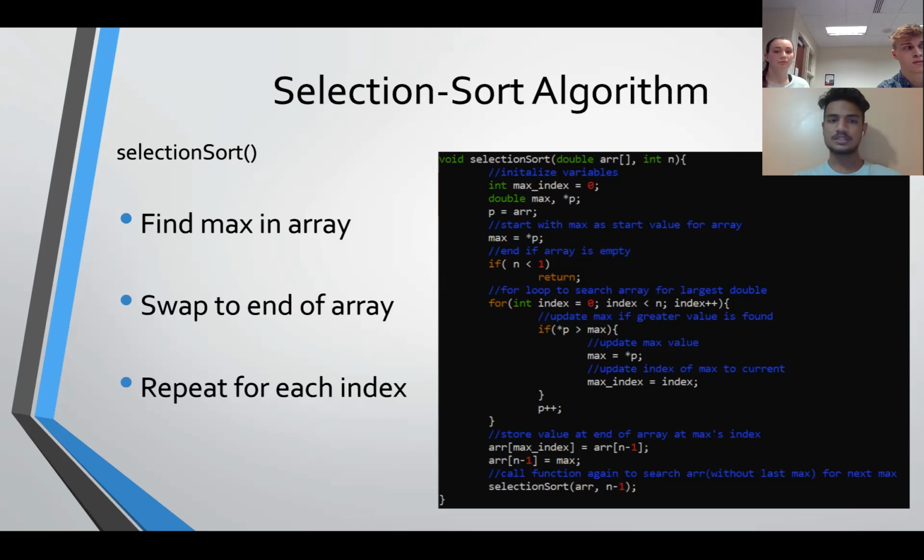After that, we implement the selection sort algorithm, where we find the maximum in the array and swap it to the end of the array, and repeat it for each index. After reading the contents from num.txt, we find the maximum in the array and put it at the end of the array. That process keeps going in a loop until all the contents of the array are finished.